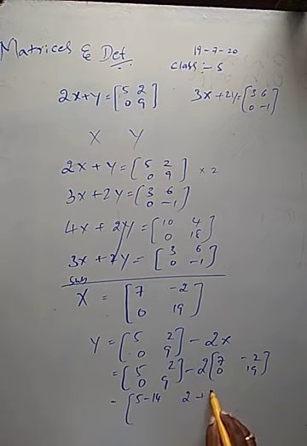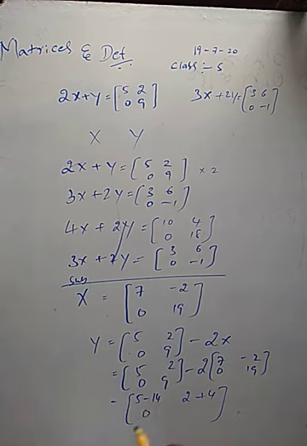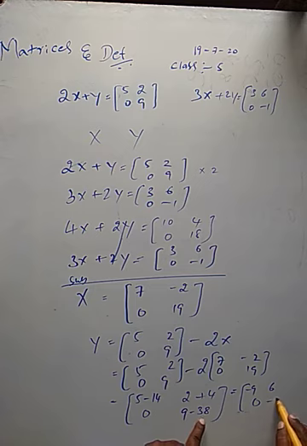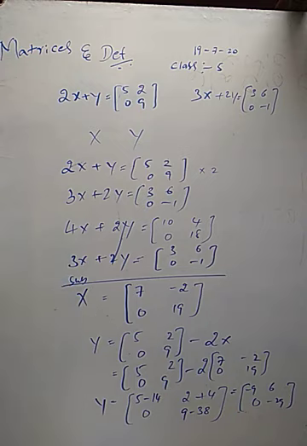Next, 2 minus of minus 2 times minus 2 gives plus 4. Next, 0 minus 2 times 0. Next, 9 minus 2 times 19. Minus 2 times 19 means minus 38. Simplify, we get minus 9, and minus 29. This is capital Y.